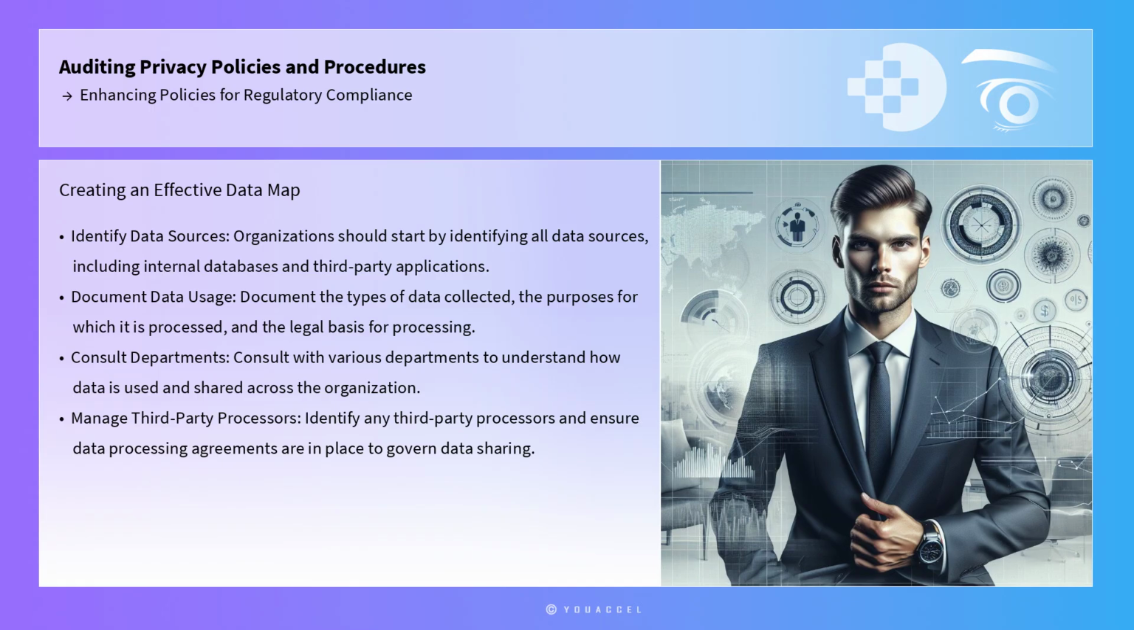To create an effective data map, organizations should start by identifying all data sources, including internal databases and third-party applications. Next, they should document the types of data collected, the purposes for which it is processed, and the legal basis for processing. This involves consulting with various departments to understand how data is used and shared across the organization. Organizations should also identify any third-party processors and ensure that data processing agreements are in place to govern the sharing of data. By maintaining an up-to-date data map, organizations can enhance their ability to comply with data protection regulations and respond to data subject requests in a timely manner.